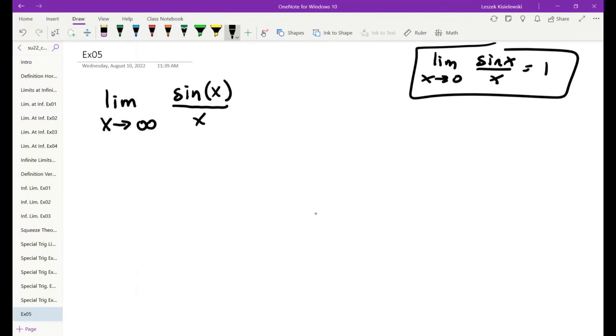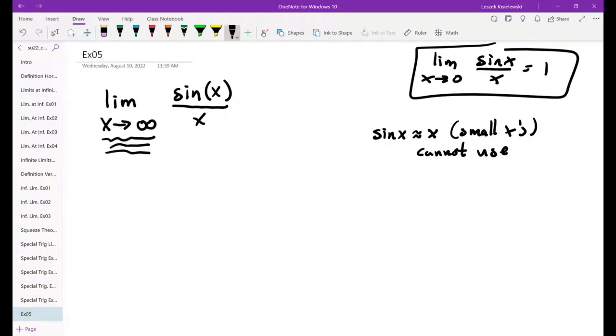Can we, for example, use this approximation, sine of x is equal to x or close to x? Can we use this approximation here? We cannot use it, right? Why not? Well, because this works for small x's, but x is definitely not small if x is going off to positive infinity. Okay. So we can't use this approximation. We can't use the special trig limit because x is not going to 0, it's going to infinity. So what can we use?